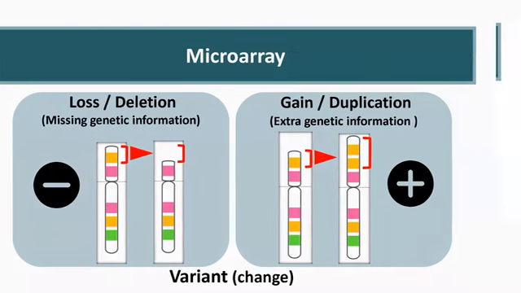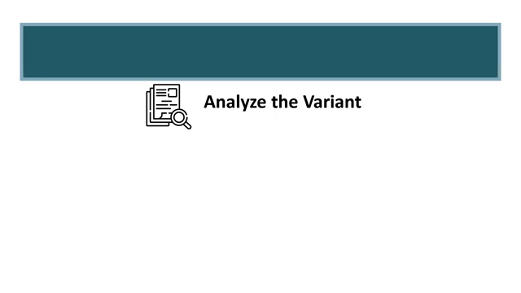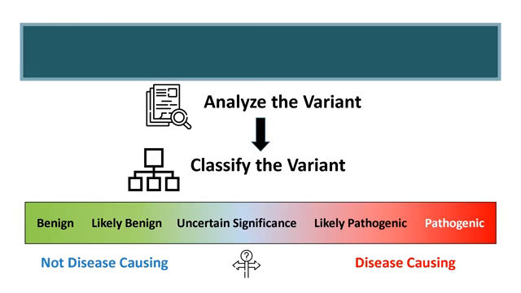All variants are analyzed. The test lab will seek all available information about the variant found in the tested individual or similar variants found in other individuals. After reviewing all of the available information, the variant is classified into one of 5 categories. On the left are benign or likely benign variants, which are most likely not causing medical concerns, but result in each of us being unique.